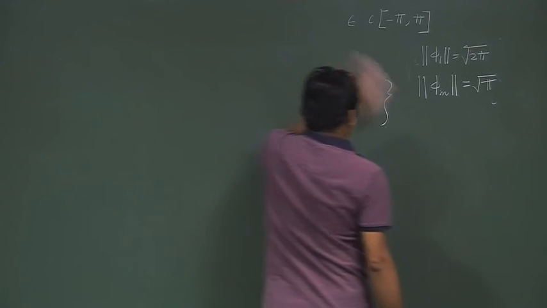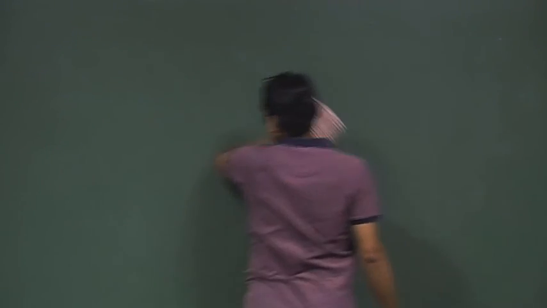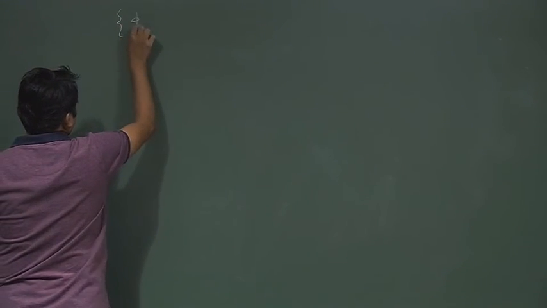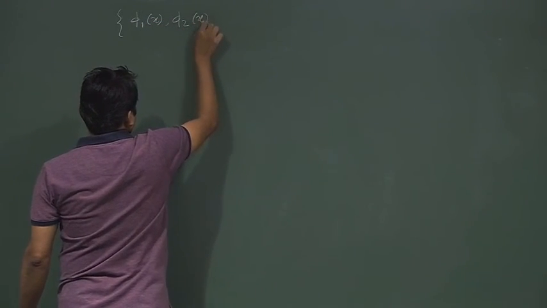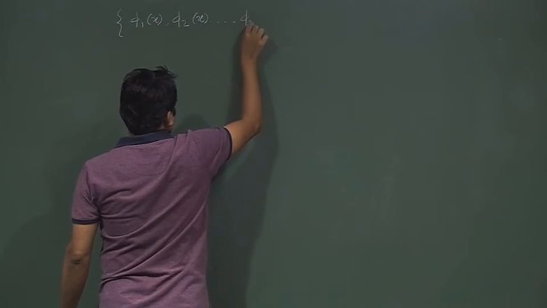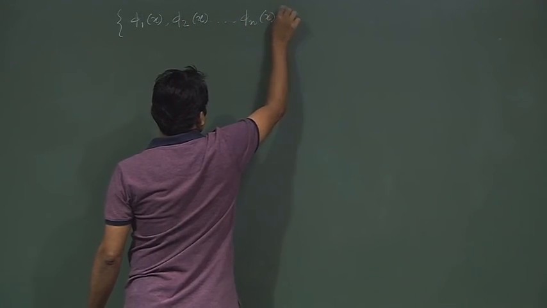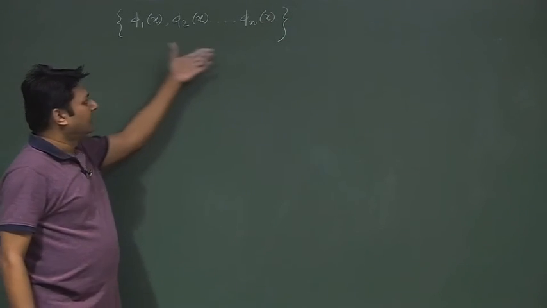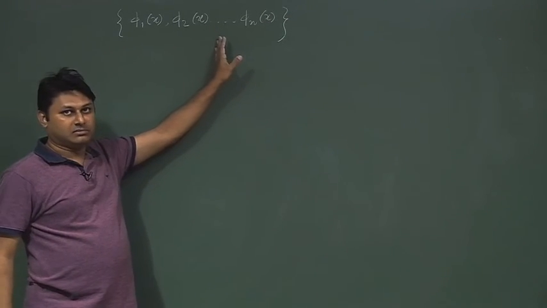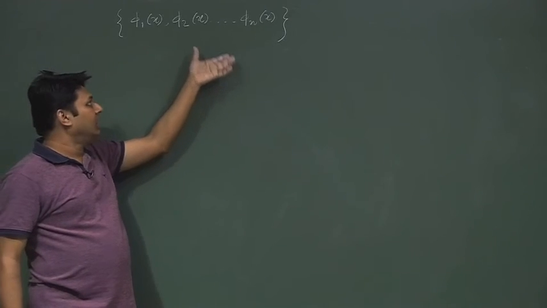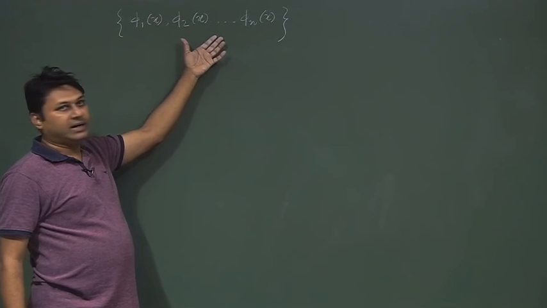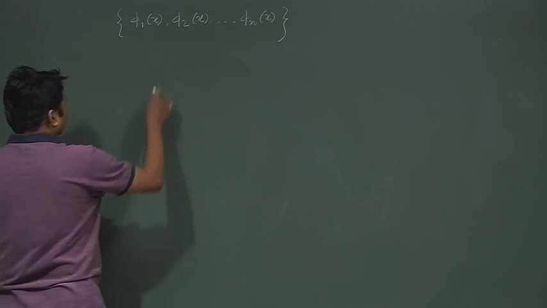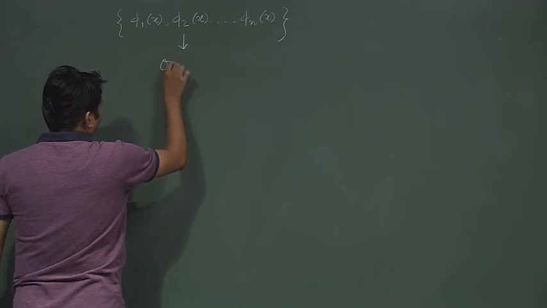before concluding this class. So, that means I have a set of functions phi 1 x, phi 2 x, phi n x, like this, say a finite set of functions for the time being. This is a very important thing, because this should not be finite, this should be infinite, but let us consider I am taking a finite set. These functions are orthonormal.